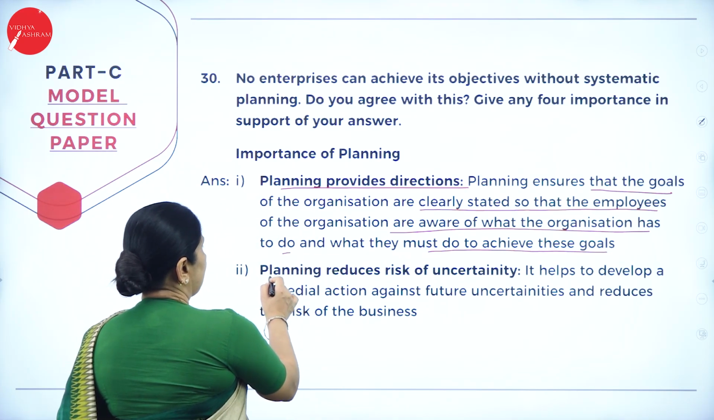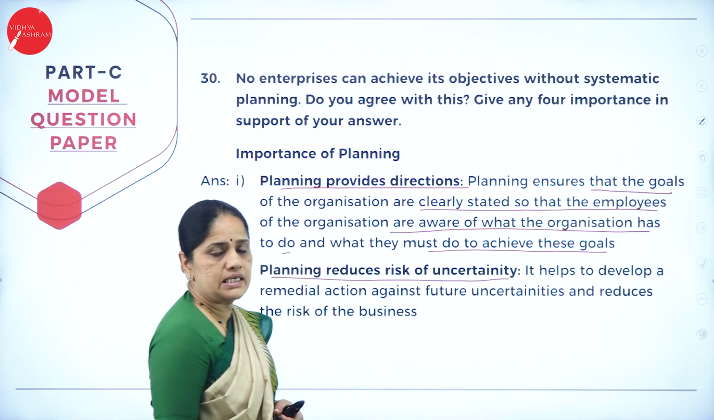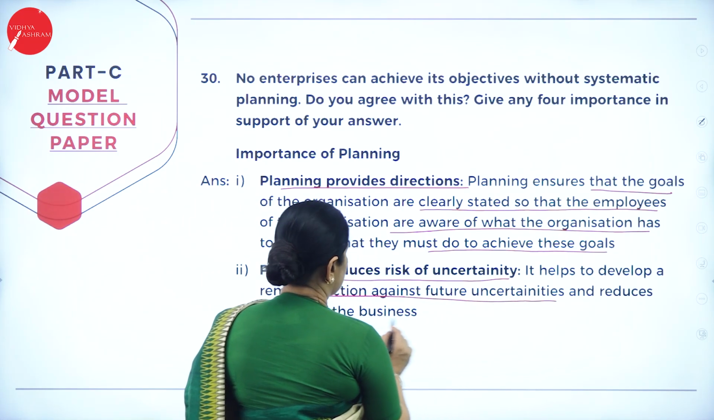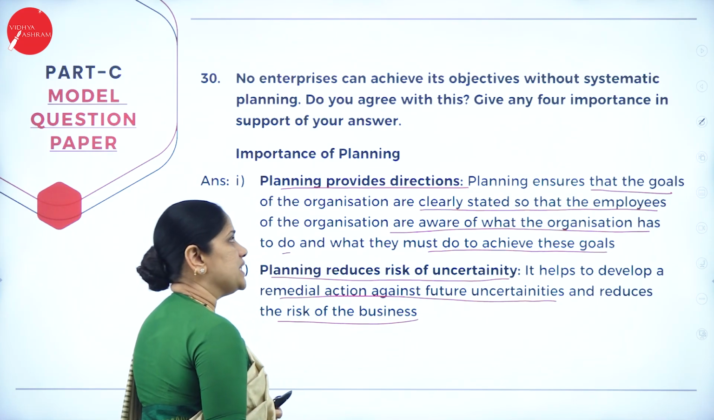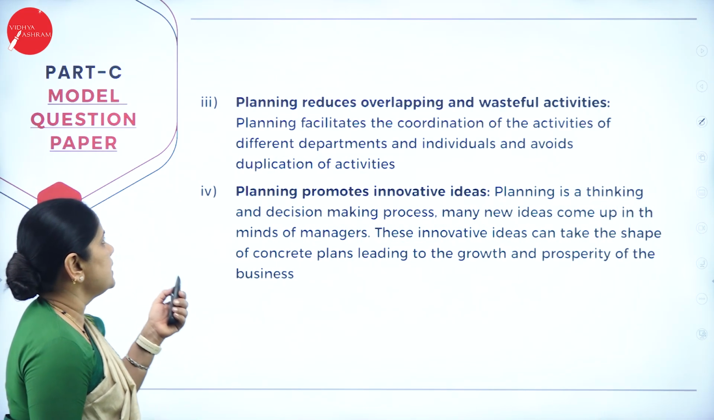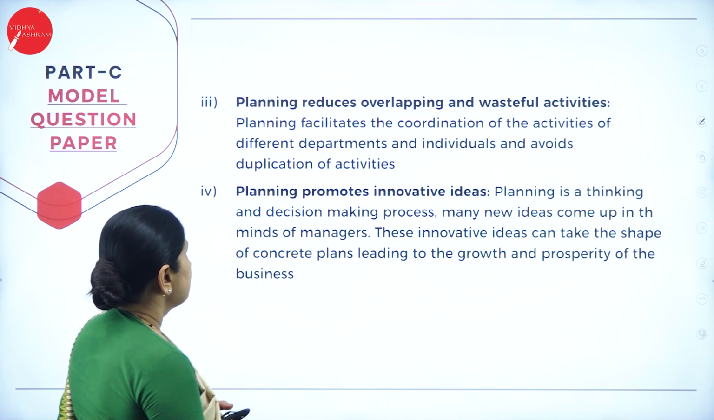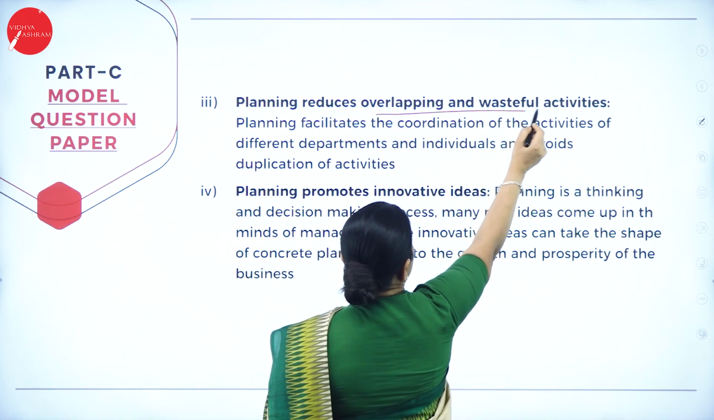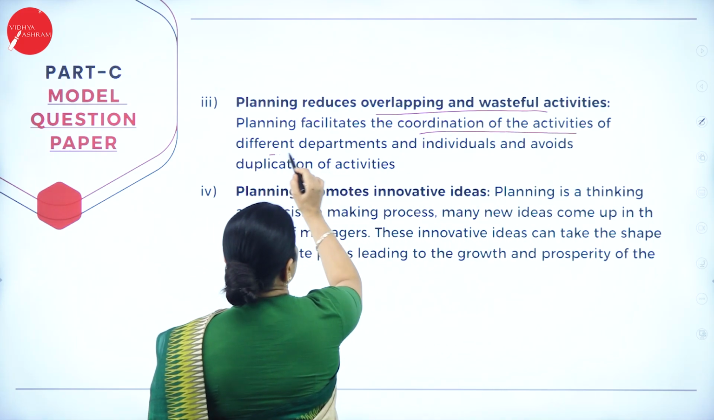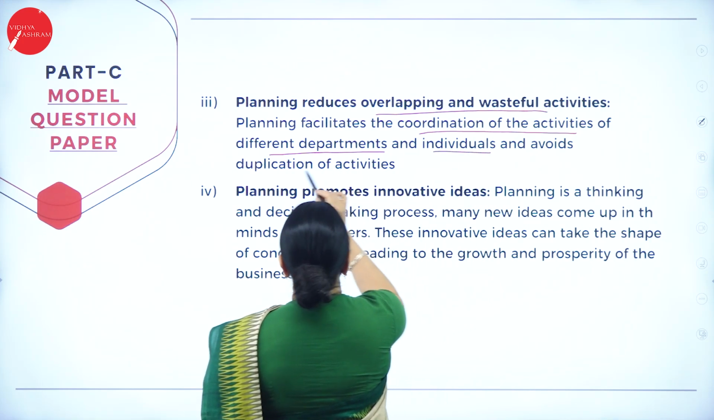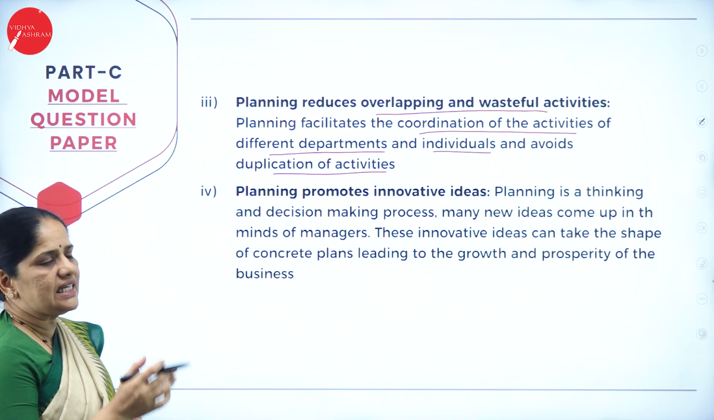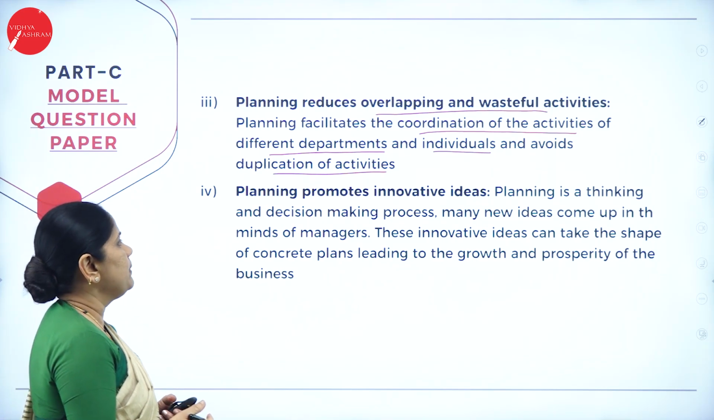Second one is planning reduces the risk of uncertainty. It helps to develop a remedial action against future uncertainties and reduces the risk of the business. So here planning will help reduce the risk of uncertainty. Then the third importance is it reduces overlapping and wasteful activities. Planning facilitates the coordination of the activities of different departments and individuals and avoids duplication of activities. So with planning, we can see that there is proper coordination and there is no duplication.